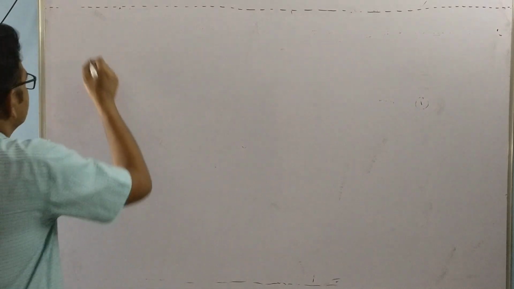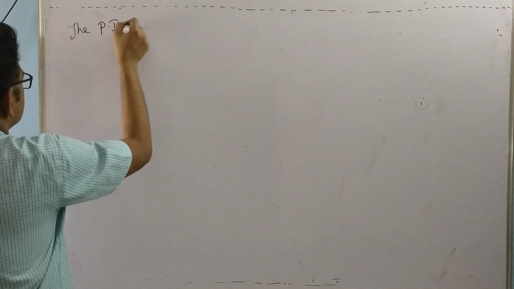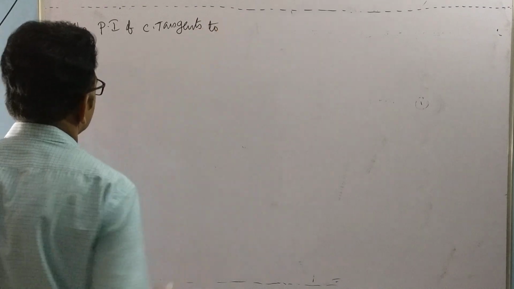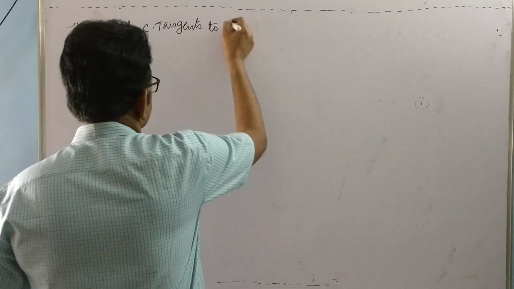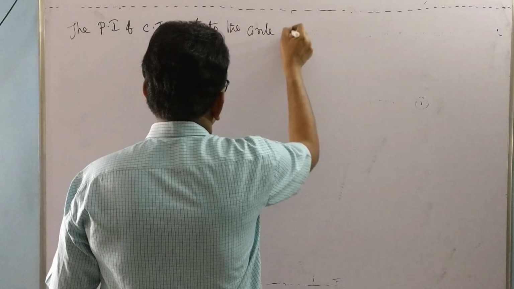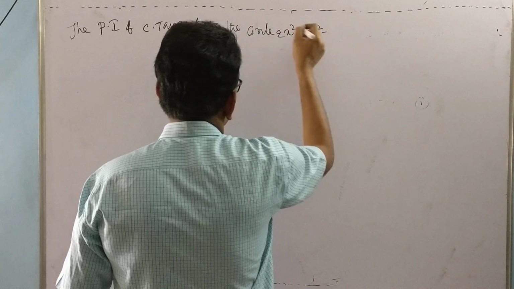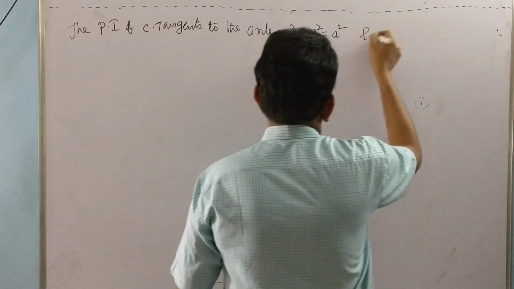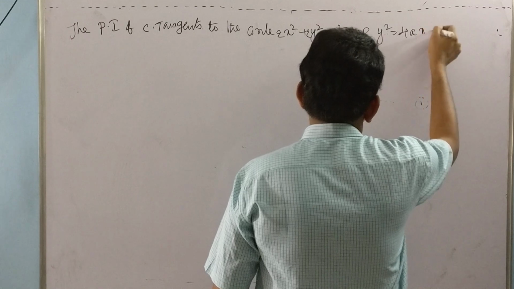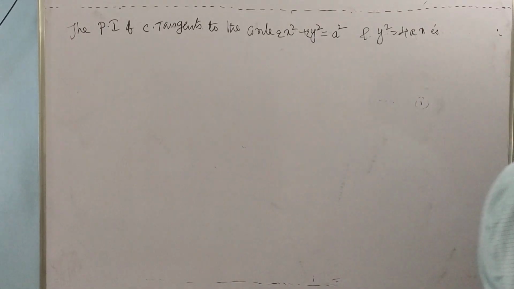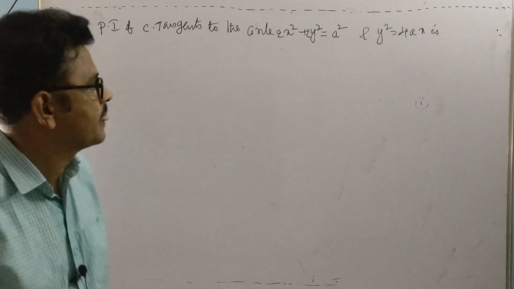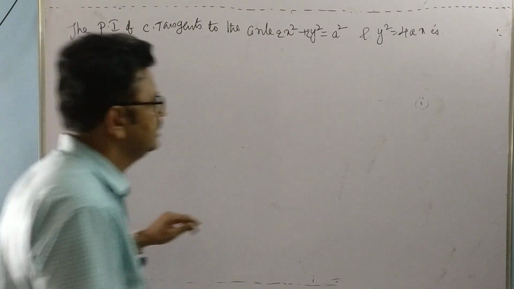Next one, the point of intersection of common tangents to the circle 2x square plus 2y square equal to a square and the parabola y square is equal to 4ax is common tangent to the circle and the parabola.